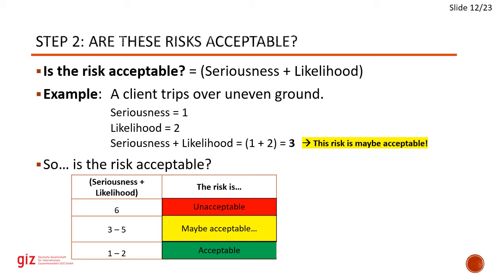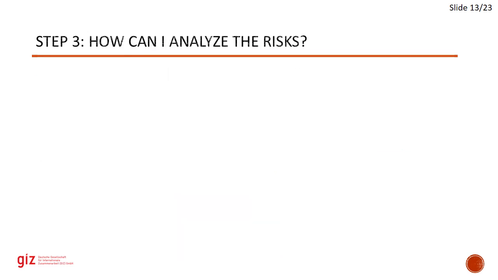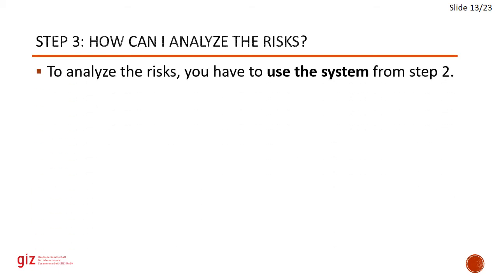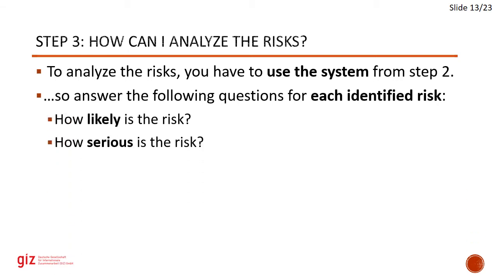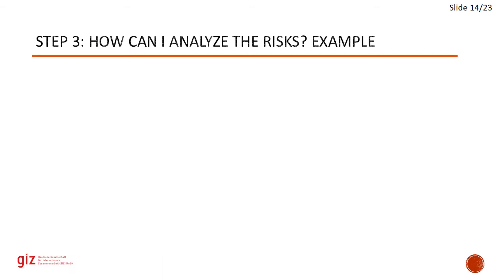So now that we have a system in place to see whether our risks are acceptable or not, let's turn to step 3. Step 3. How can I analyze the risks? To analyze the risks, you have to use the system from the previous step. So answer the following questions for each identified risk. How likely is the risk? How serious is the risk? And is the risk acceptable?